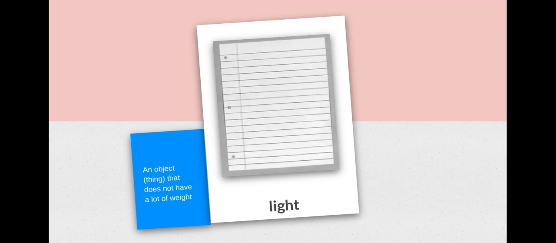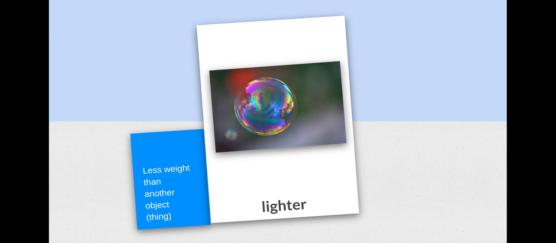When somebody talks about something being light, it means an object that does not have a lot of weight. So if you pick up a piece of paper, you might say, "Oh, it's kind of light. I can pick it up. It was easy." If you say lighter, it's less weight than another object or thing. So we can have a piece of paper in one hand, but then maybe somebody's blowing bubbles and you catch one in the other hand and you might not even feel it. It's so light. And they float in the air because they're so light.